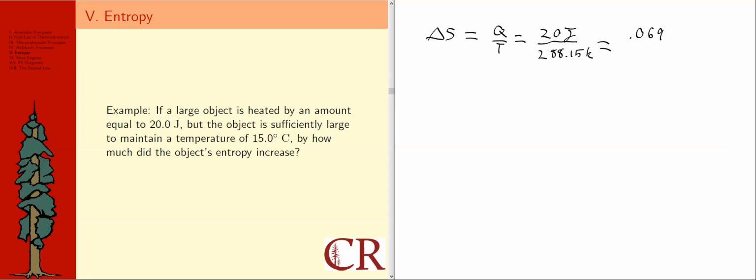0.0694, and I think 3 significant figures is probably good enough. And looking at the units, this should be joules per Kelvin. That is the customary unit for an entropy change. So that is the entropy increase in this case, and it checks out with what the slide says.